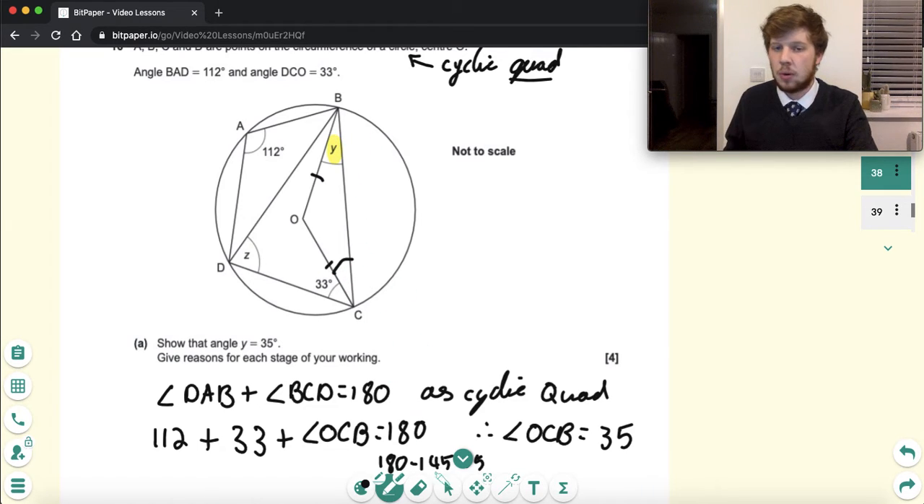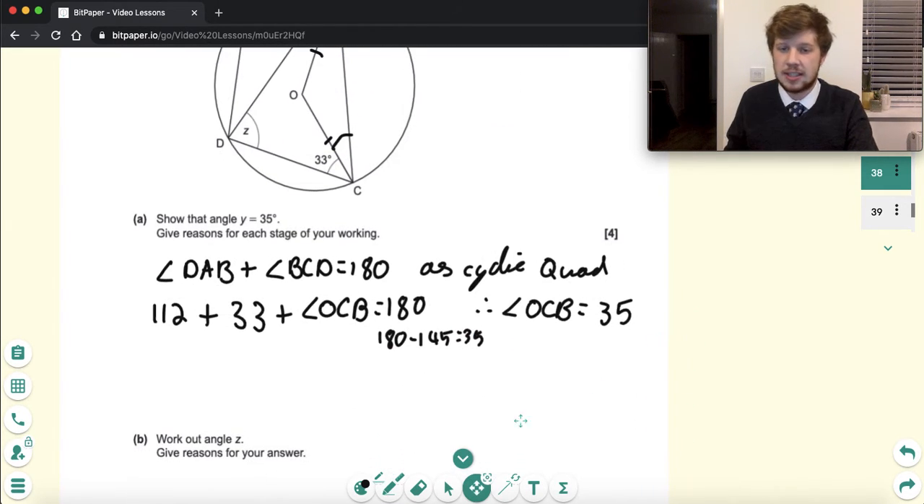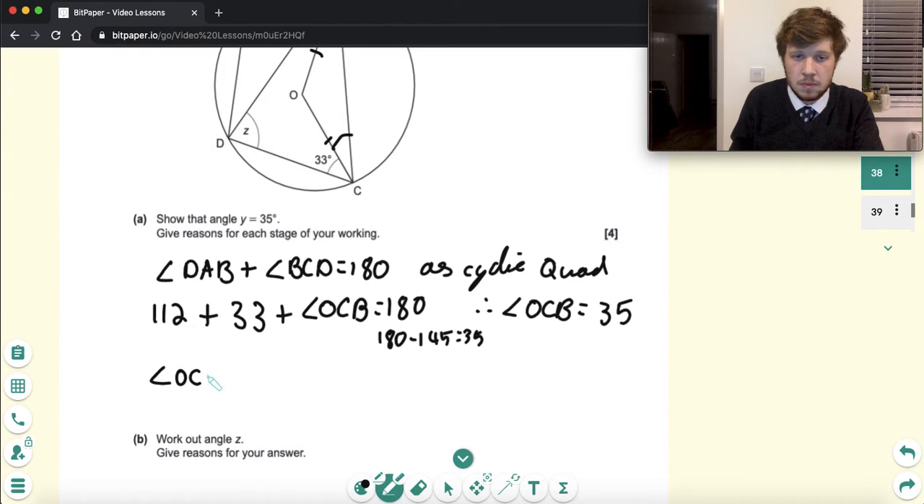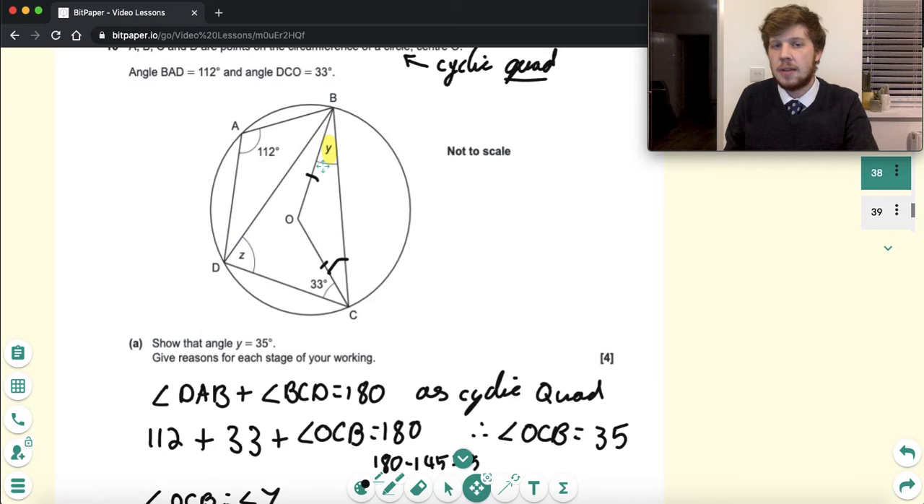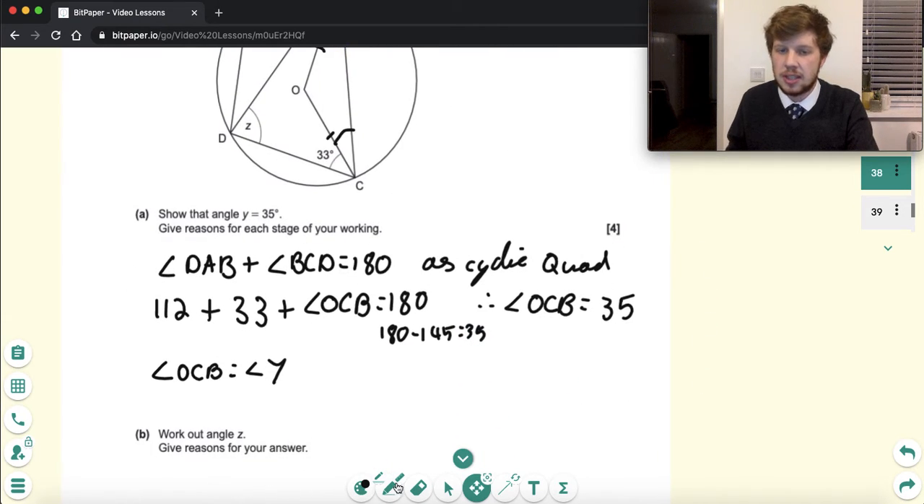But in order to indicate what y is, I first of all need to state that angle OCB is equal to angle y. And the reason for that is because base angles in an isosceles are equal.